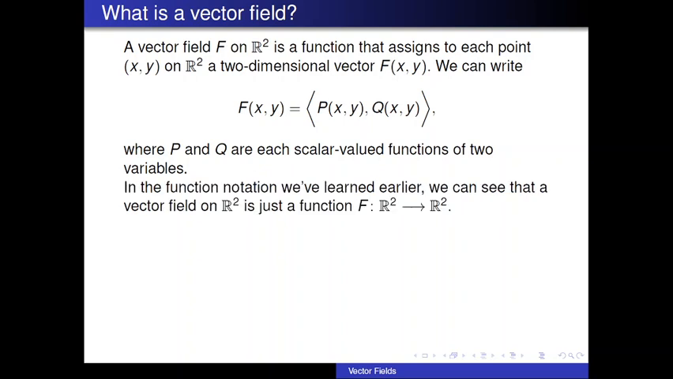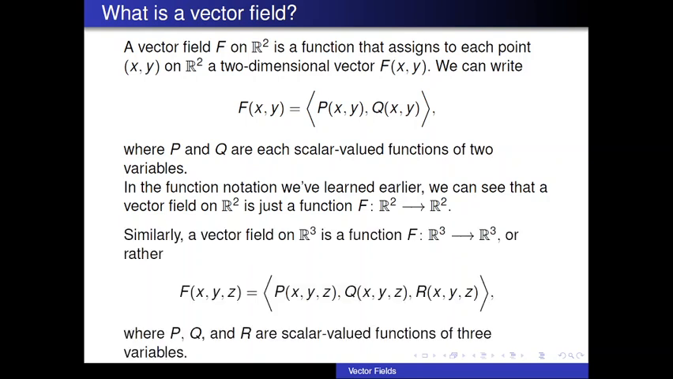So in the function notation that we learned earlier this semester, we can write a vector field as a function, big F, from the plane back to the plane. The inputs are like points in the plane, x comma y, and these outputs we'll think of as two-dimensional vectors. But we can denote both of those collections of objects by R squared.